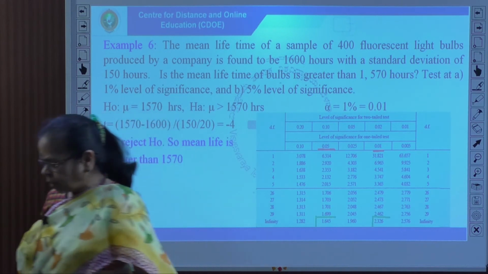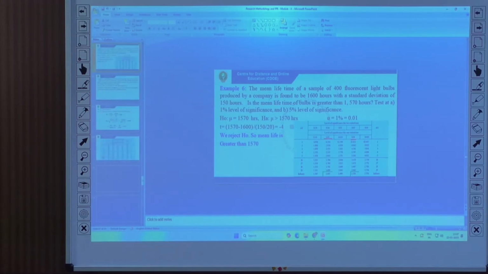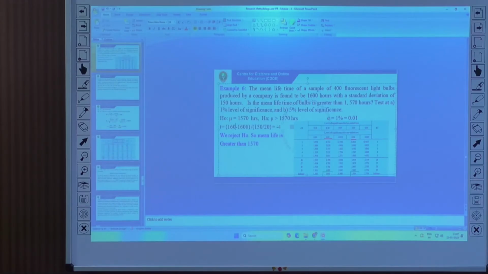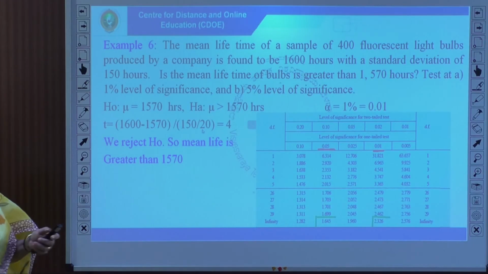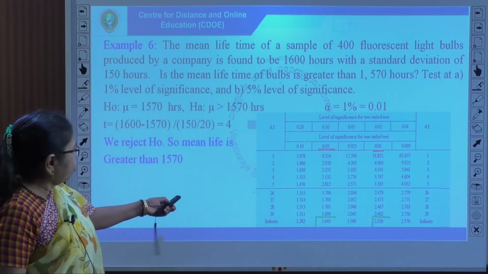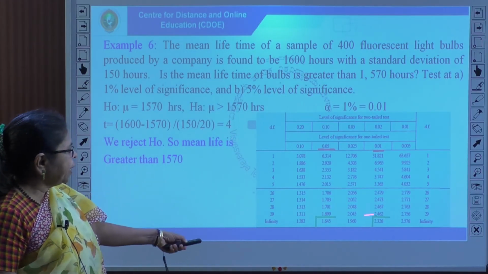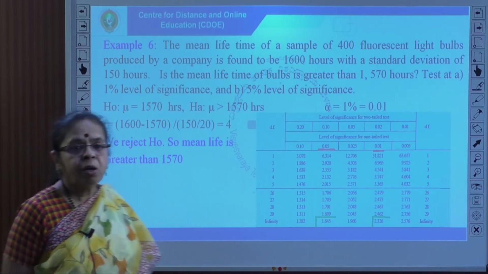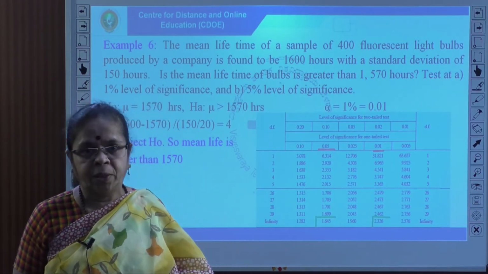Okay. I think we will make a small correction here. The sample mean is 1600 and what I am claiming is 1570. The population mean is 1570. So, this is actually plus 4. Yeah, this is fine. So, the t value I got is greater than the critical values both at the 5% significance level and the 1% significance level. So, I reject H naught.